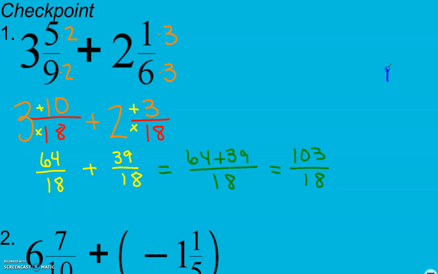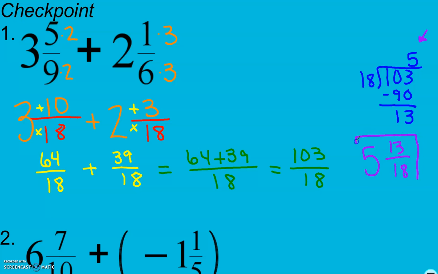Because my numerator is bigger, I'm going to go ahead and divide. So 103 divided by 18. 18 goes in there 5 times, which is 90. When I subtract, I get a remainder of 13. So when I divide, that becomes my whole number. My remainder is my numerator over my denominator is what I divided by, and I get 5 and 13 over 18. 13 and 18 are relatively prime, so I cannot reduce that any further.